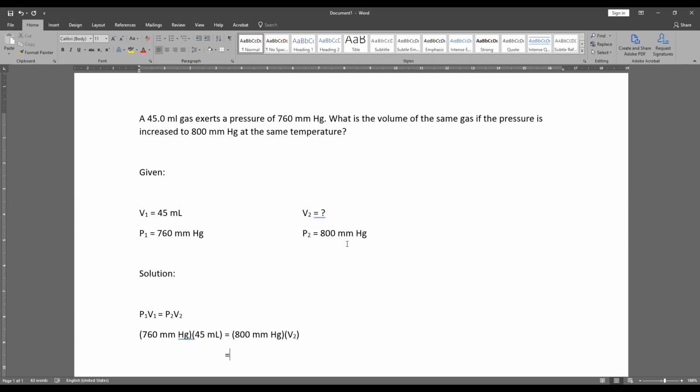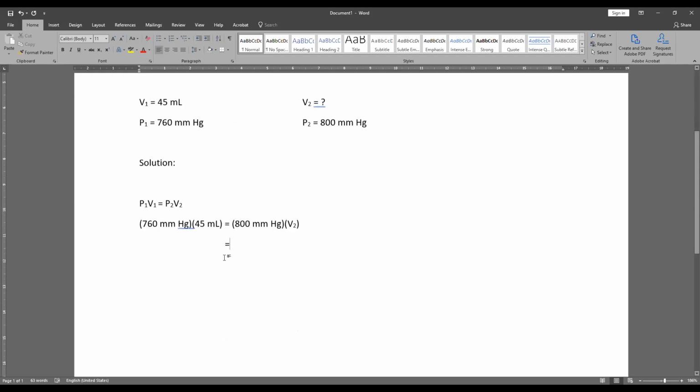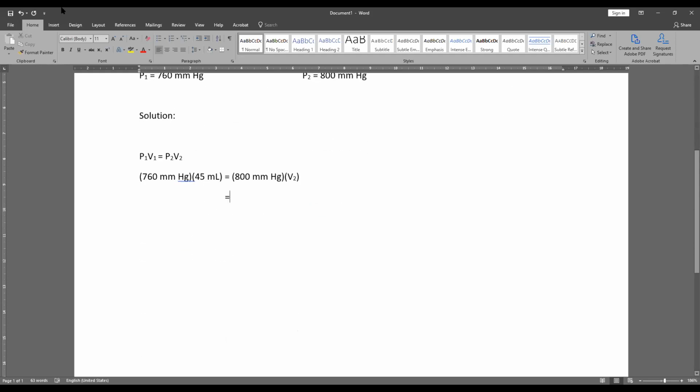Impressive. Yes, correct. What we're going to do is divide both sides, so let me illustrate it to you. We will divide both sides by 800. What is the purpose of dividing each side by 800? This is to cancel out the 800 and remain with V2, because we're looking for V2, correct?